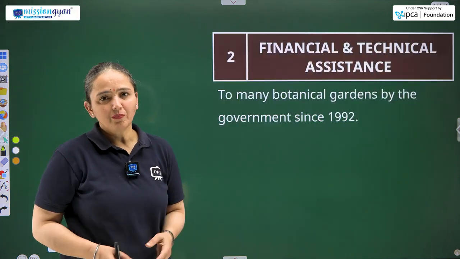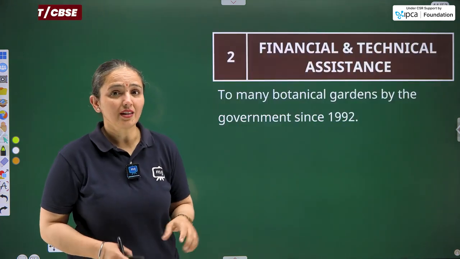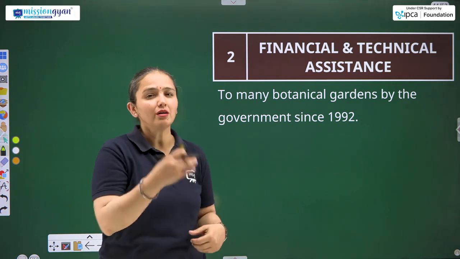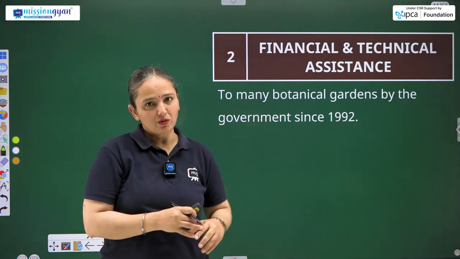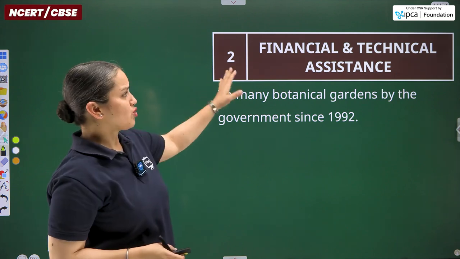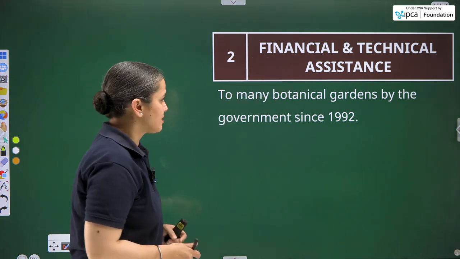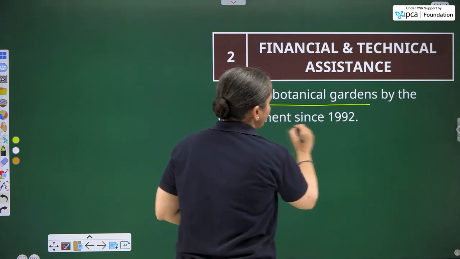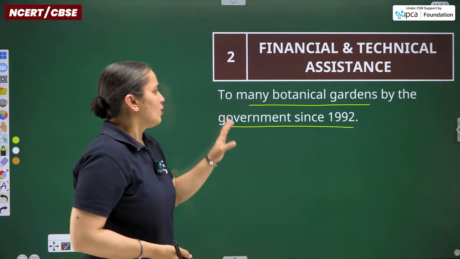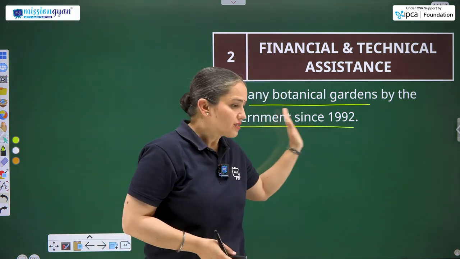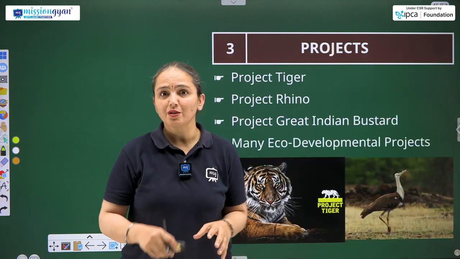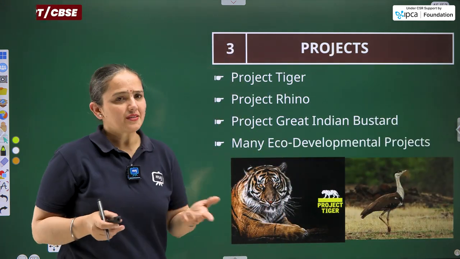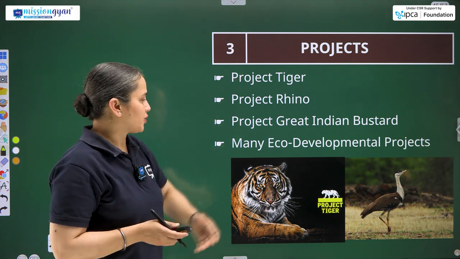kind of question can come, asking which of them is not a part of, or which of them is a part of these 12 particular biosphere reserves. Talking about financial and technical assistance, many botanical gardens have been developed by the government since 1992. So there are certain botanical gardens that have been developed by the Indian government in India. Again, for the conservation part only, talking about the projects.